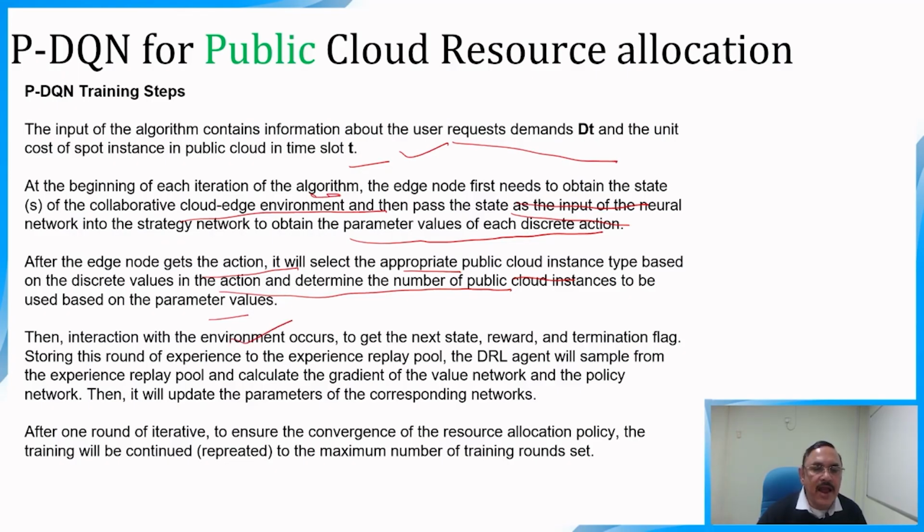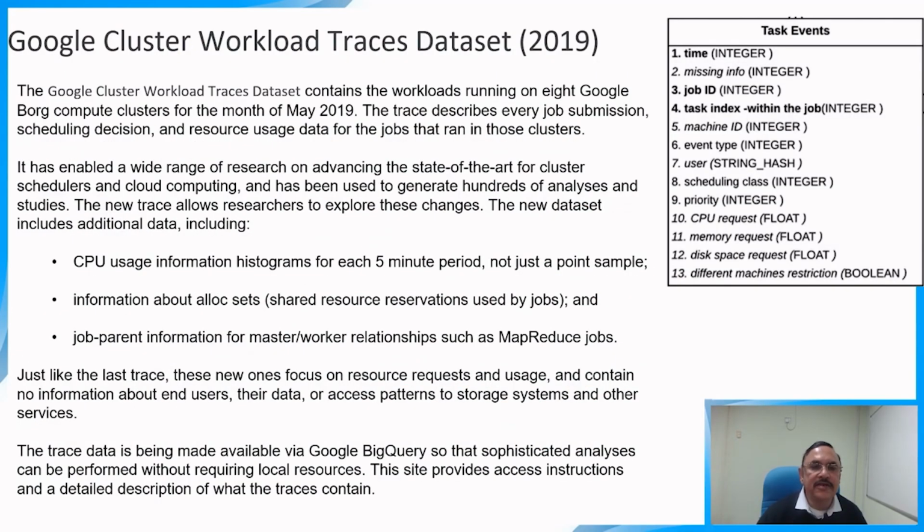Then interaction with the environment occurs to get the next state, reward, and termination flag. Storing this round of experience in the experience replay pool, the DRL agent will sample from the experience replay pool and calculate the gradient of the value network and the policy network. It will then update the parameters of the corresponding networks. After one round of iteration, to ensure the convergence of the resource allocation policy, the training will be repeated up to the maximum number of training rounds set.